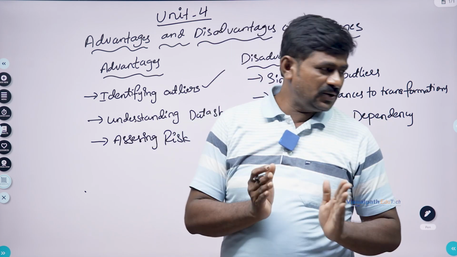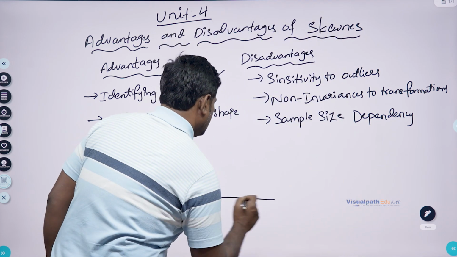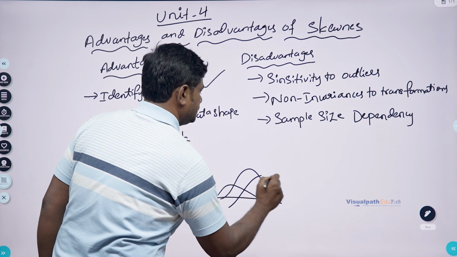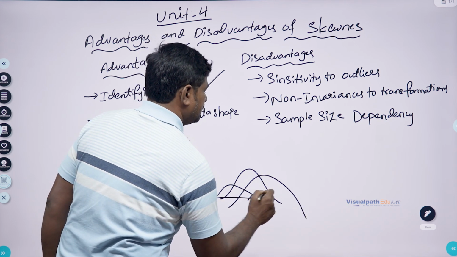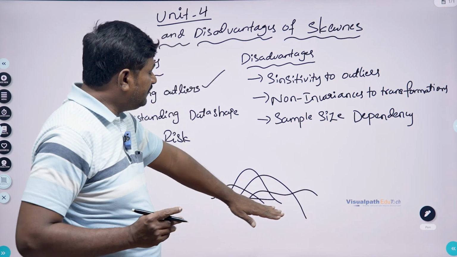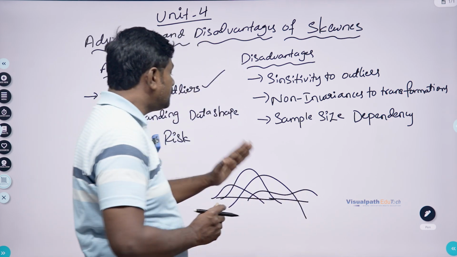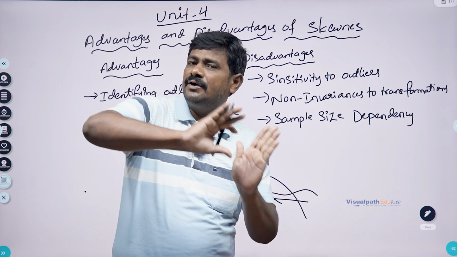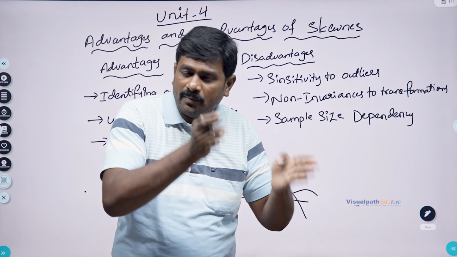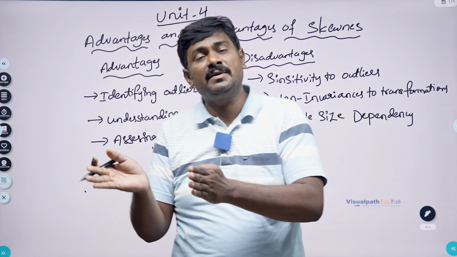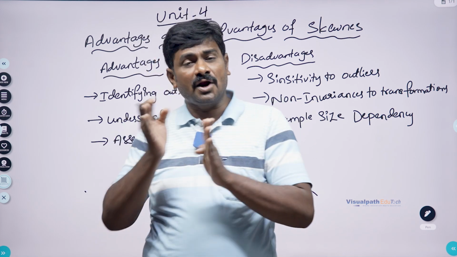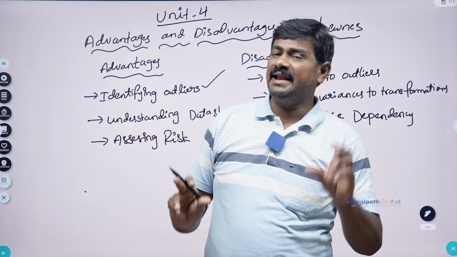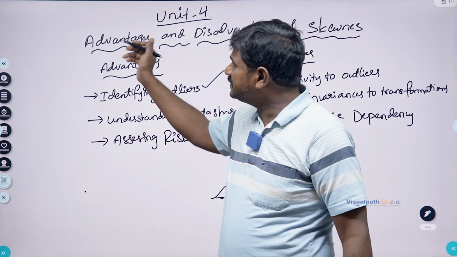Similarly, understanding the data shape. Because of skewness, we can identify how the data is distributed. For example, the distribution may be like this, or like this, or like this; we identify these different variations. So because of skewness, we can identify the shape of the data and how the data got distributed. Either it is in the normal distribution or it is not in the normal distribution, and if it is not, how it is skewed. We can identify the shape of the curve, the shape of the data, from its skewness.